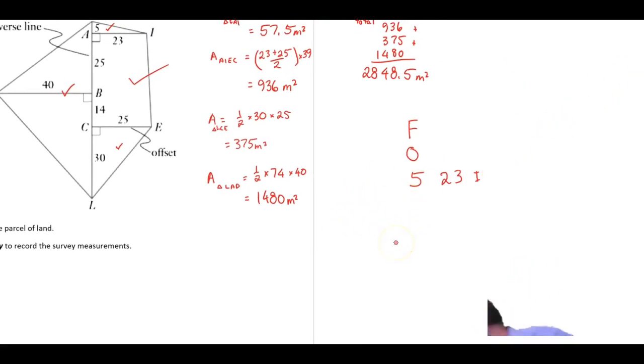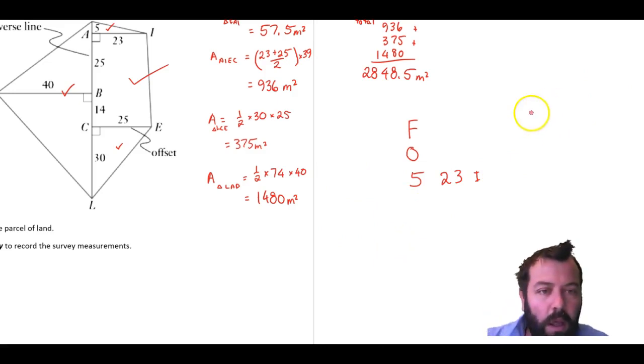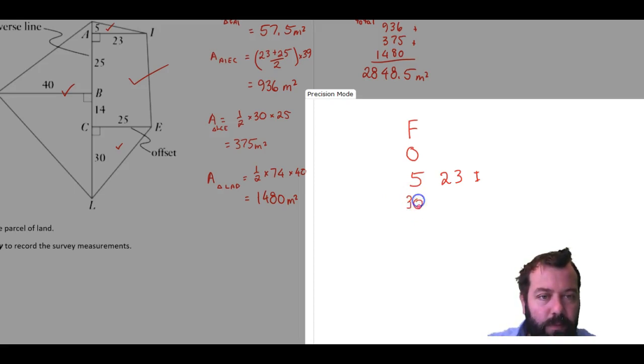Now, below that one, I've got another 25, so we add them together to make a 30 here. So from F come down 30, that gets us to where B is, and then on the left hand side, if I go 40 meters over to the left, I'll get to a point called D. So from F go 0, there's nothing there. From F go 5 meters and then 23 meters to the right, gets you to point I. From F come down 30 meters, then 40 meters on the left gets you to D.